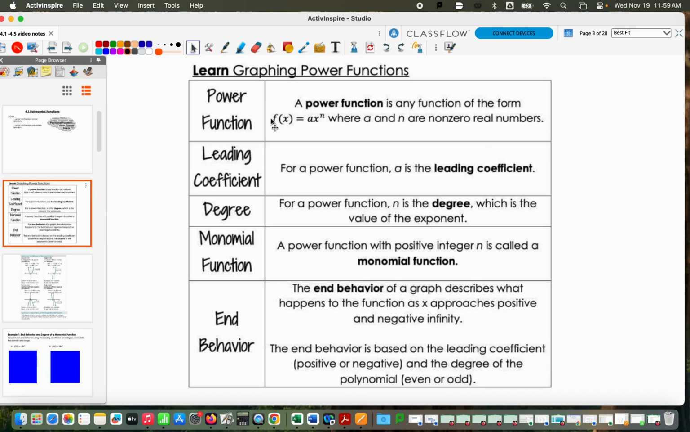We're just dealing with power functions, so we'll revisit this, where a x to the n power, n is some non-zero real number. The leading coefficient is just going to be that a, the number that's in front, attached to your variable. Degree is just going to be the highest power of the function. Monomial just means one term. We're going to look at one term, but then we'll also look at polynomials, which is multiple terms. And end behavior, we've seen a little bit before. We're going to revisit it, basically, just by looking at the function, we can analyze what behavior we would expect to see.